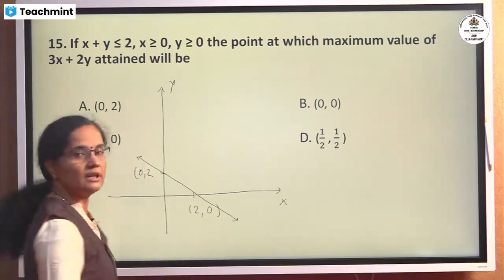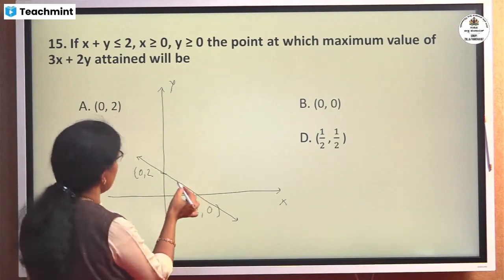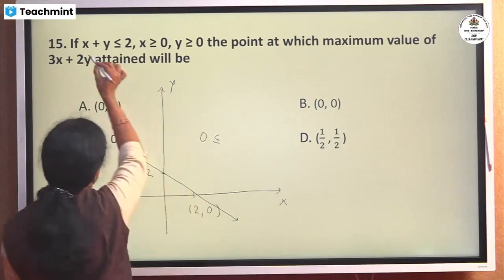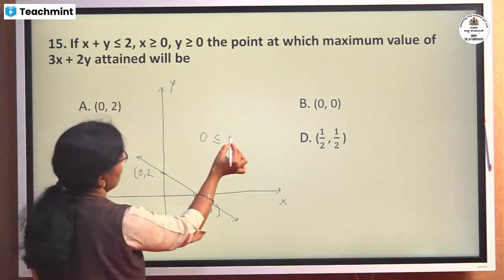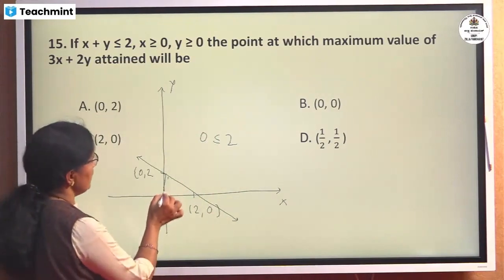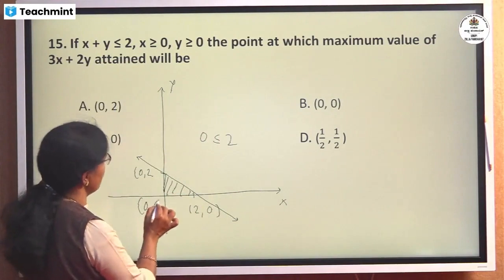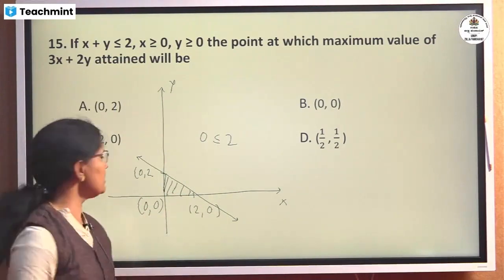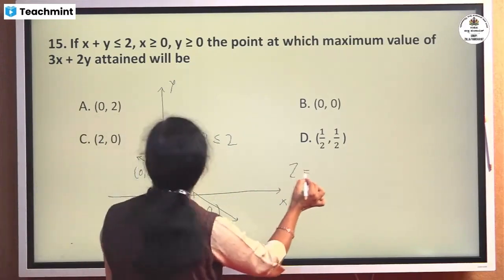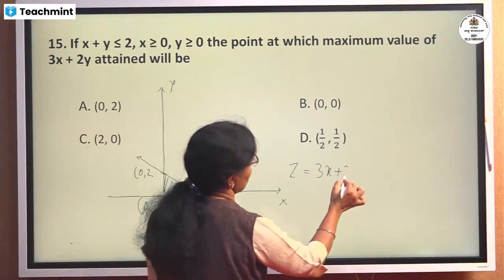which represents the inequation, and non-negative constraints are there, and it satisfies the origin verification. 0 comma 0, if you substitute here, you will get 0 is lesser than or equal to 2. Therefore, the solution is like this only, and the corner points are 0 comma 0. What you have to calculate here? Maximum value. Z is given here. Z is equal to 3x plus 2y.